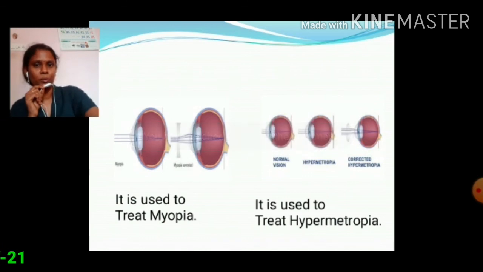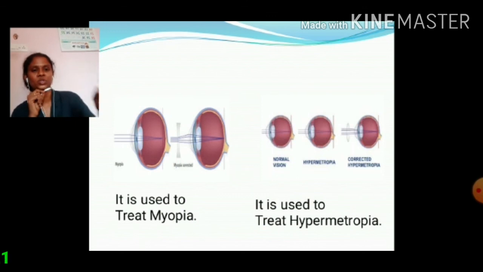So students, I hope you all understood about the lens formula, sign convention, lens maker's formula, power of a lens, and the difference between convex and concave lenses. Thank you.